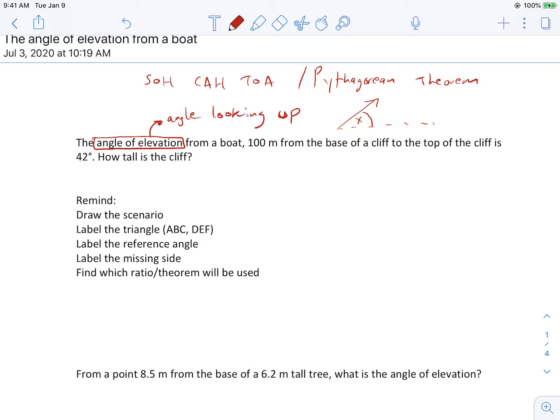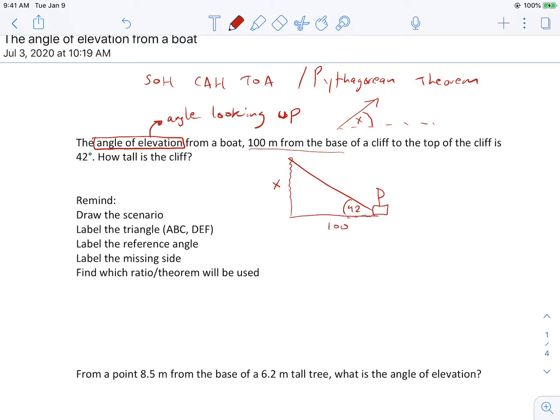So let's take a look at this here. It says we have a boat. It's 100 meters from the base of a cliff. So let's say this is our cliff, and here we have a little boat. And the angle of elevation from the boat to the top of the cliff is 42 degrees. So if here's my boat and here's my top of the cliff, remember my angle of elevation is this angle in here, and so it's 42 degrees. It says how tall is the cliff. So that's going to be my unknown. And the only other number I have here, it says 100 meters from the base of the cliff. So here is that, and here's my little boat.